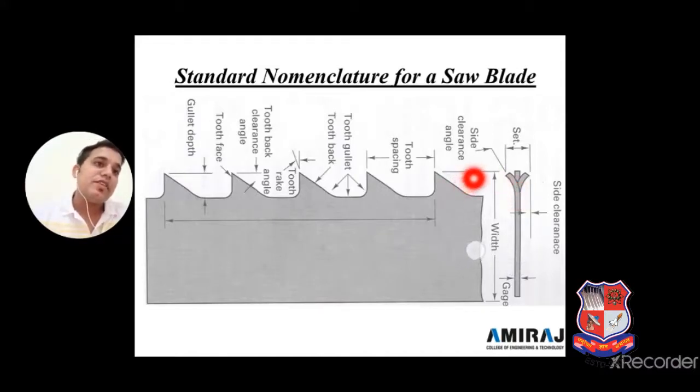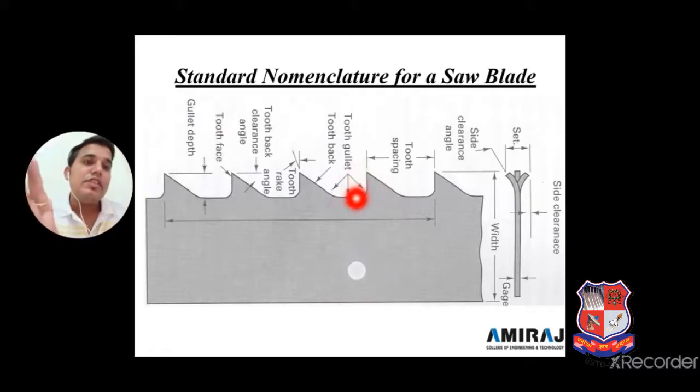First of all we consider the side clearance angle. This is the side clearance angle we are providing here, and there are different side clearance angles for the cutting purpose. Tooth spacing, different tooth spacings are there. We will look forward. And tooth gullets and the tooth back.